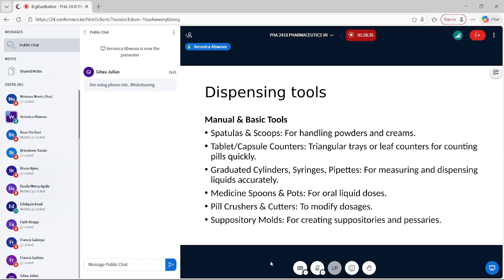You have medicine spoons and pots for a patient who needs a lower dose than what is contained in a tablet that is available. You may need to cut that tablet, okay? So you have pill cutters and crushers. But before you cut any tablet, always make sure that it's a tablet that you're allowed to cut.